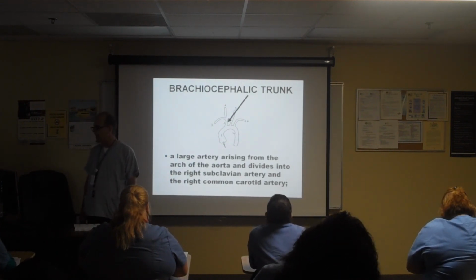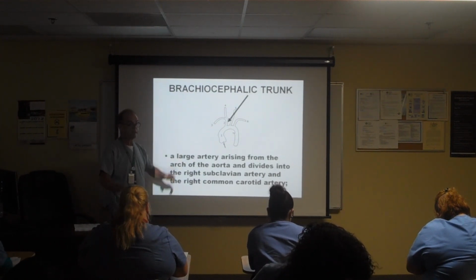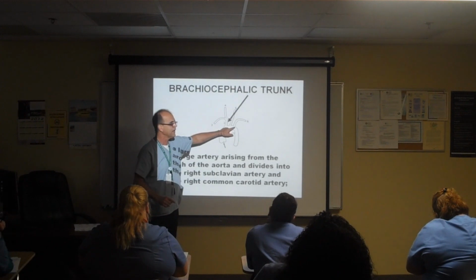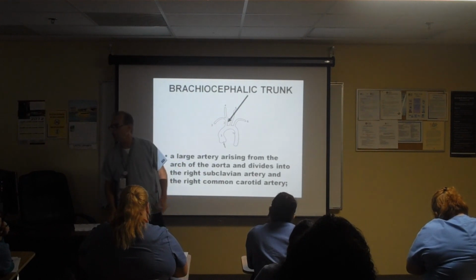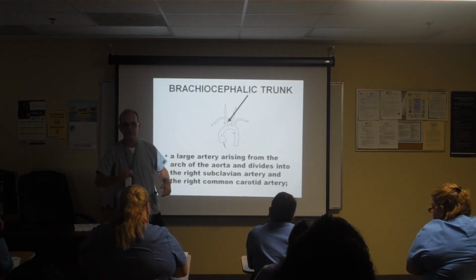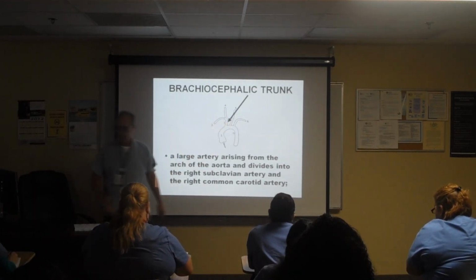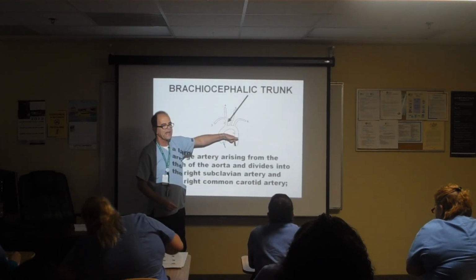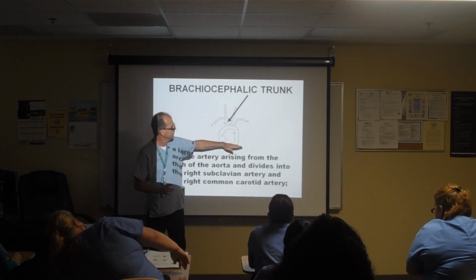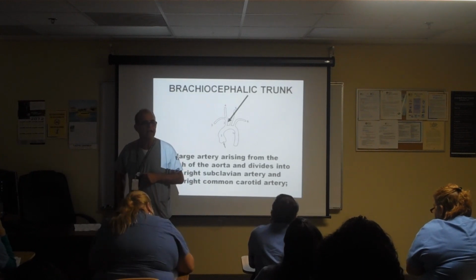A large artery arising from the arch of the aorta and dividing into the right subclavian artery and the right common carotid artery. Attention, because the left subclavian is directly from the aorta and the left common carotid artery is also coming from the aorta, but not the right. The right comes from the brachiocephalic trunk, and always say 1, 2, 3. Remember, this is the ascending aorta, transverse aorta, descending thoracic aorta, because after this, it enters the diaphragm and changes into the abdominal aorta.